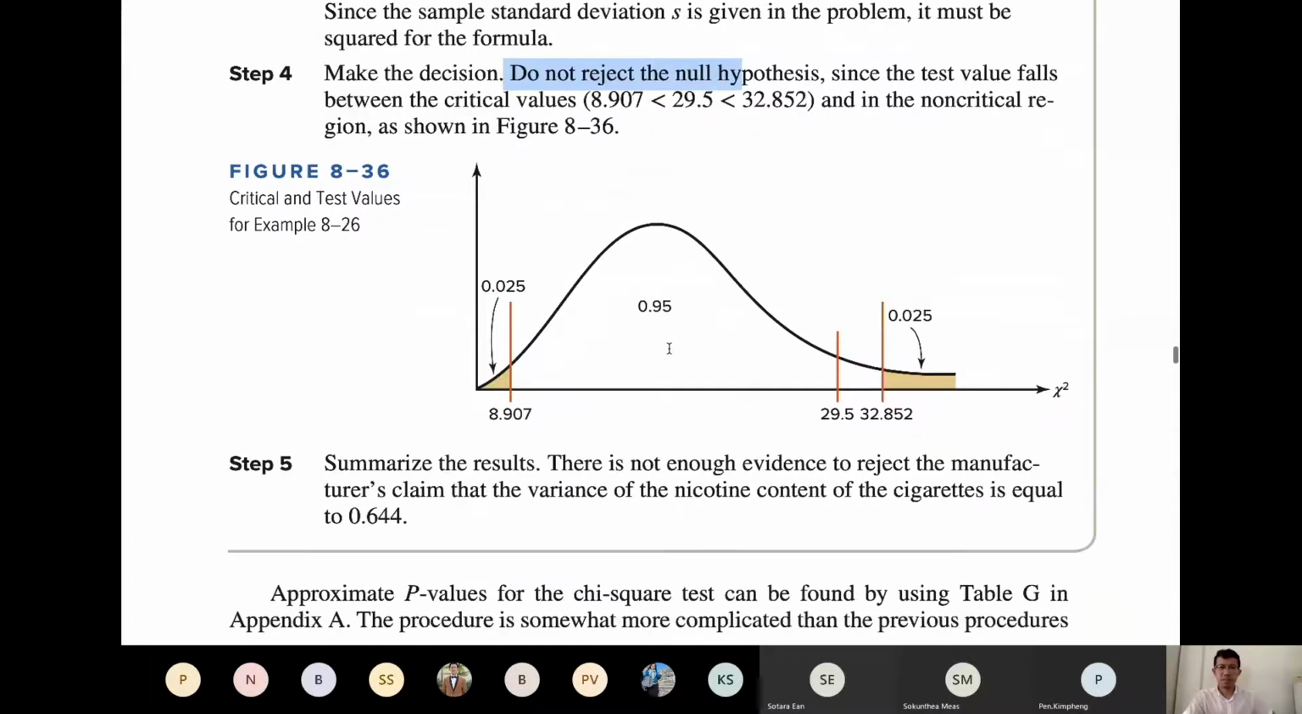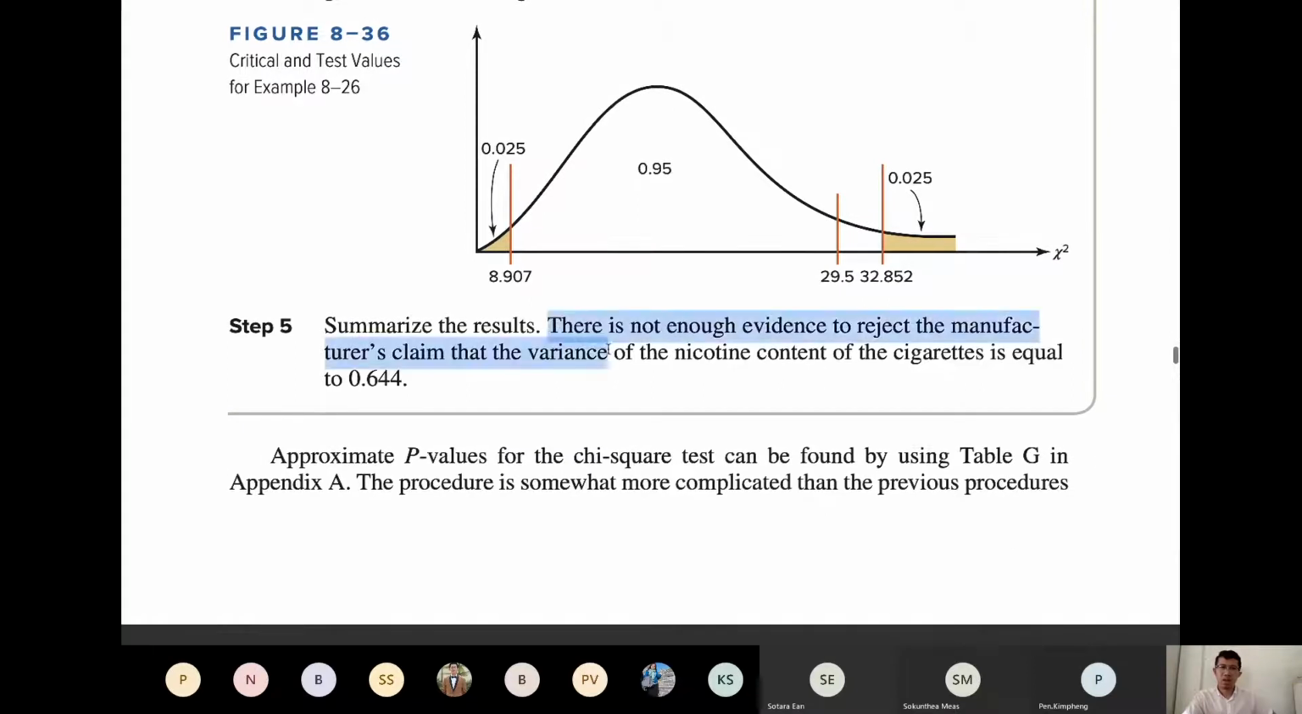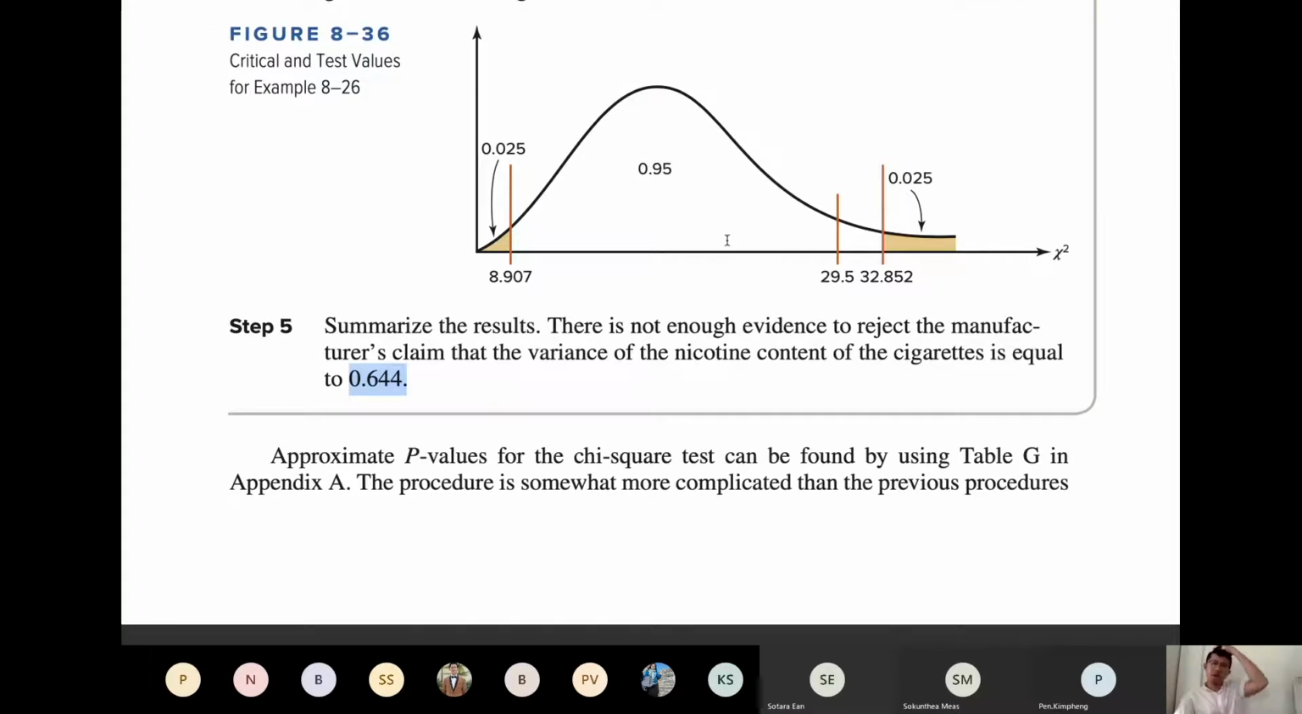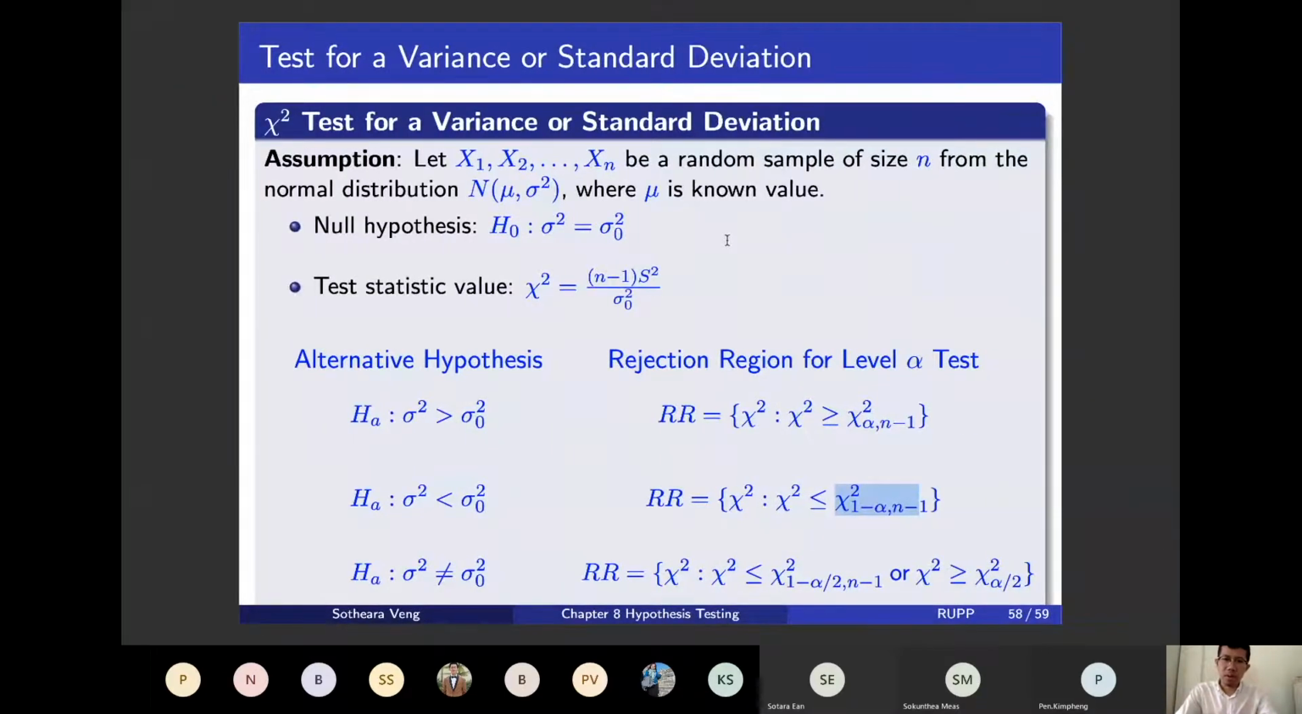Right? So this is how we conclude. There is not enough evidence to reject the manufacturer's claim that the variance of the nicotine content of the cigarette is equal to this value. Okay, and this finishes what I planned for you.